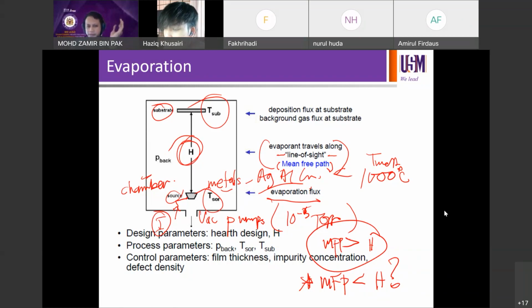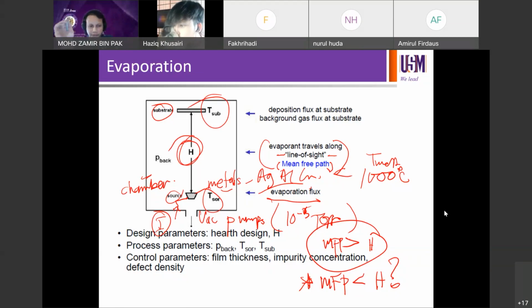So in essence, when you set up a deposition system or when you run the deposition process, you have to make sure that the process can ensure that the MFP of the evaporated materials, sama juga dengan proses lain selepas ni, this is the very basic for all thin film deposition. MFP of the particles, in this case the precursor material by sputtering ke evaporation ke, always needs to be higher than the separation distance between the precursor material and the substrate, right?